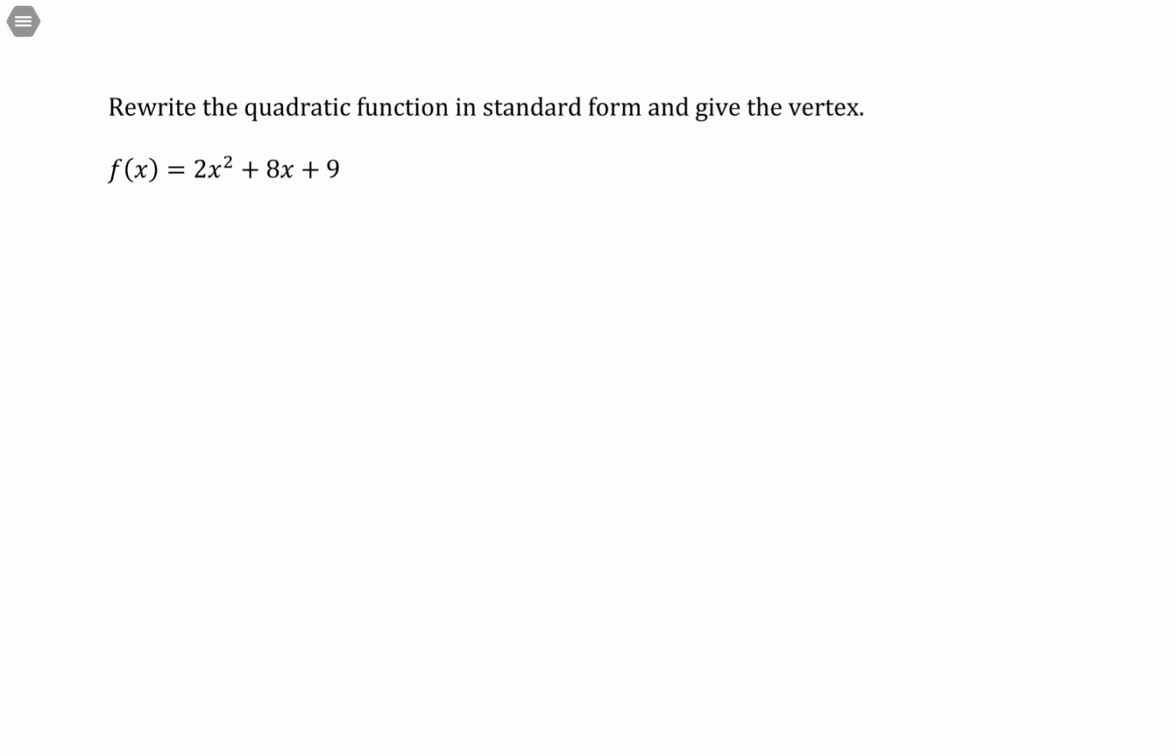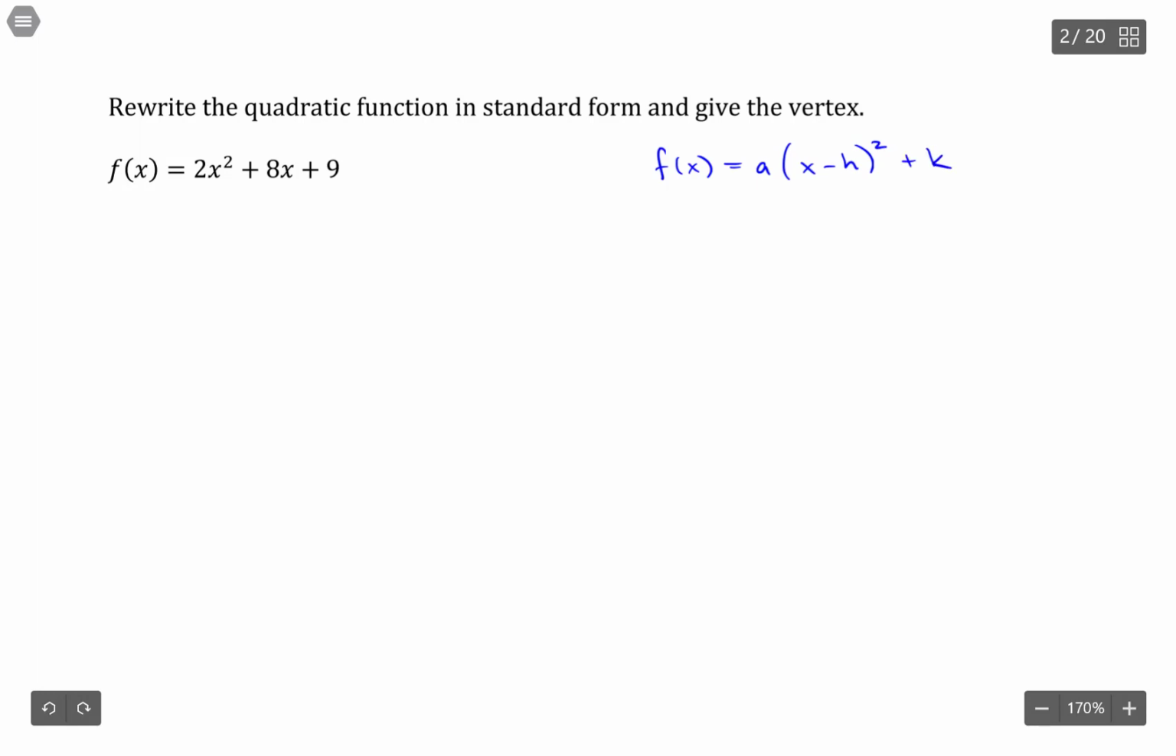Rewrite the quadratic function in standard form and give the vertex. So this particular function, in order to rewrite it in standard form, what we would need to do is express it as a perfect squared trinomial. So this would be a times the quantity x minus h squared plus k. Now to get it in this form, what we have to do is complete the square.